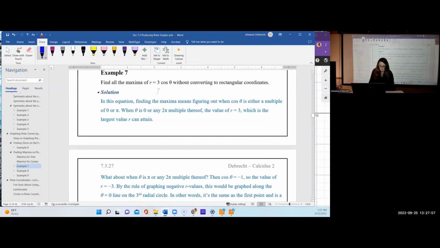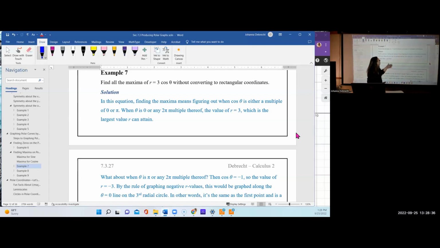Okay, so let's find the maximum of this particular equation, 3 cosine of theta, but without converting to rectangular coordinates. Now, there are different ways of thinking about this, but the simplest way of thinking about it is just looking at the equation and going, what would make r the largest possible value? Well, if cosine of theta is 1, then this would become 3. So then I'm looking for the angle where the cosine becomes 1, which would be at 0 or 2 pi or any multiple of that.